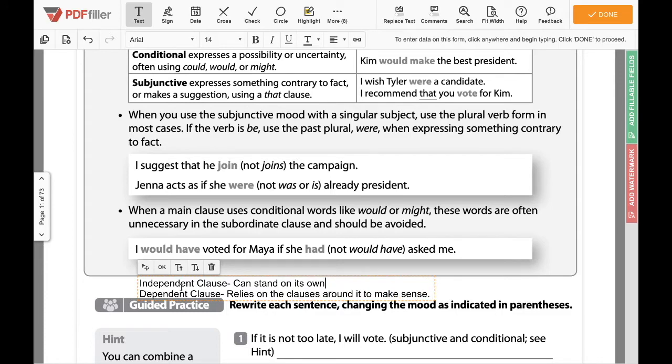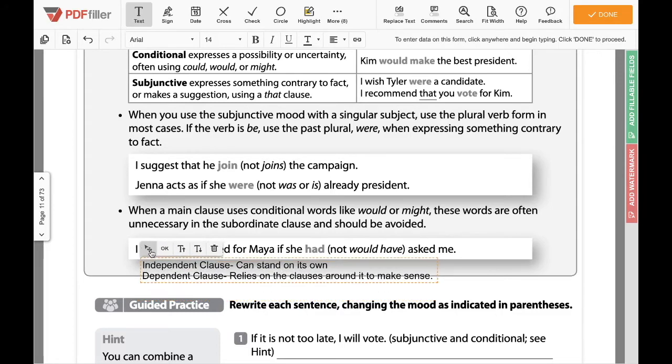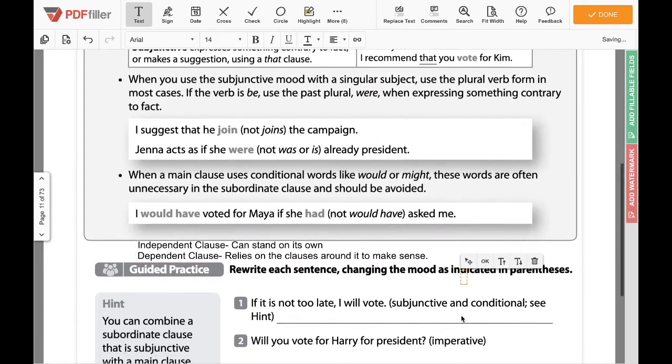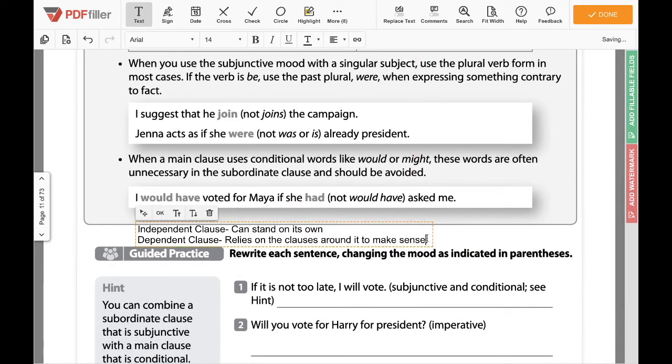So we've talked about this previously. We already know that an independent clause can stand on its own. A dependent clause relies on the clauses around it to make sense. When it says main clause, it's talking about an independent clause. It's just another word for it. I should have thought to mention that, but I just did not. And subordinate is a dependent clause. It means the same thing.